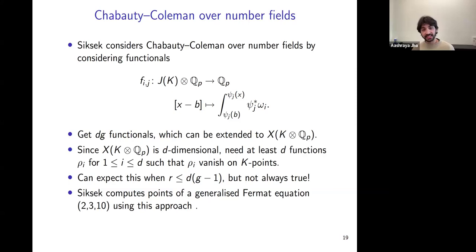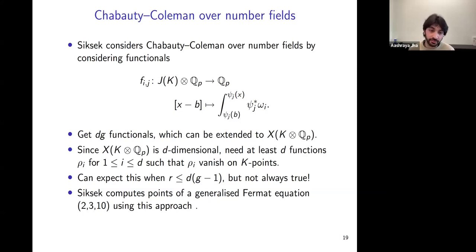I'd like to point out this X_K tensor Qp is d-dimensional. And so Weierstrass preparation doesn't work the same way. And so we'll need at least d functions. And then we'll need to look at their vanishing loci together and hope that this intersection is finite.